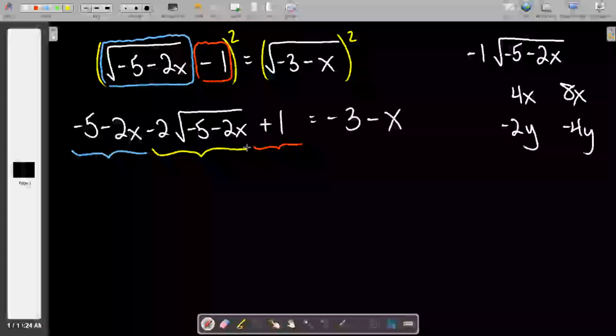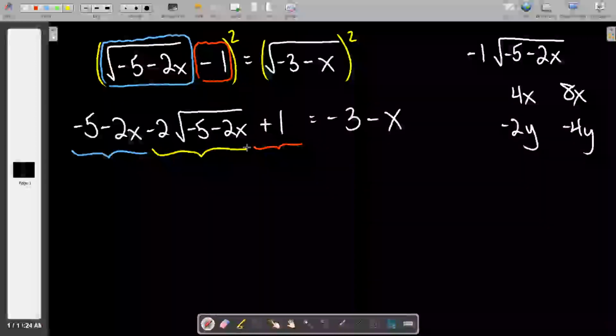There's another root. He survived. But the good news is we only have one now. In the beginning of the problem, we had 2. Now we only have 1. So our job now is to move the root to his own side and get all of the other junk to the other side. So let's do it.